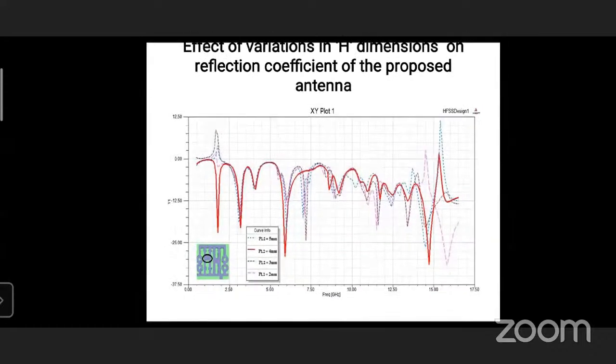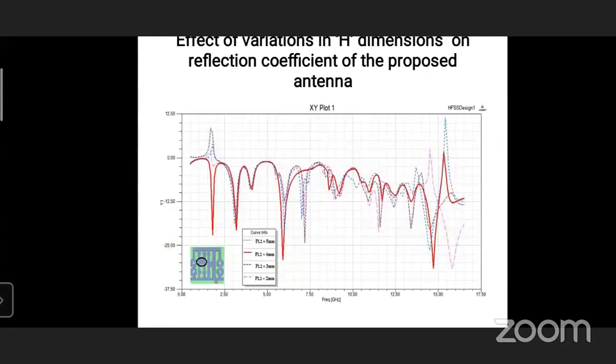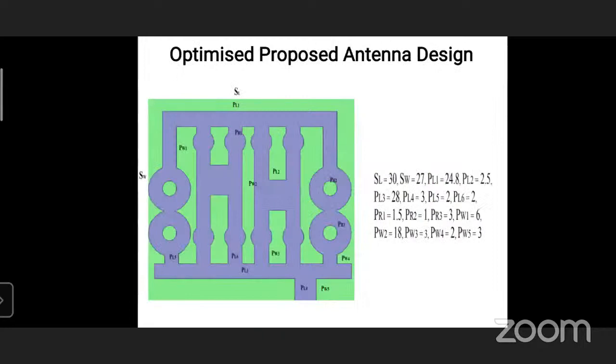Similarly, in this diagram, we can see the effect of the width of the H alphabet on the performance of the proposed antenna. By increasing the width of the H alphabet, we got a band at 1.8 gigahertz. 1.8 gigahertz, we all know, can be used for GSM applications. So these are the dimensions of the optimized proposed antenna design.